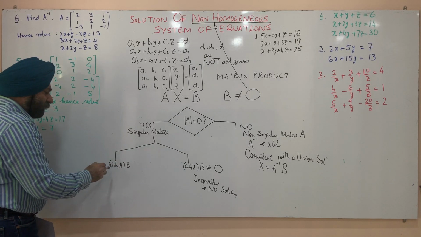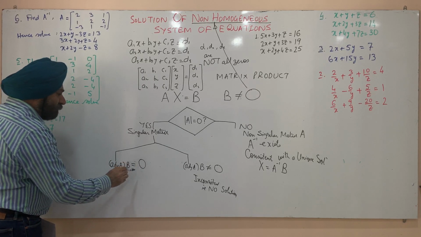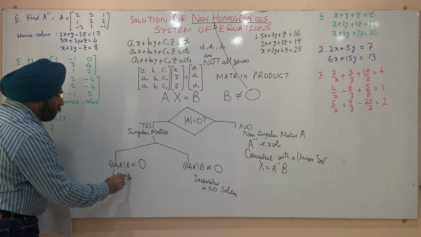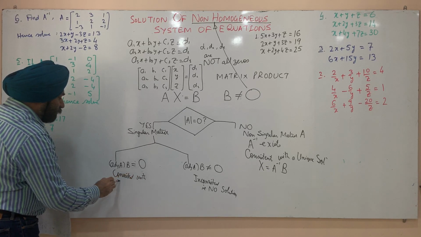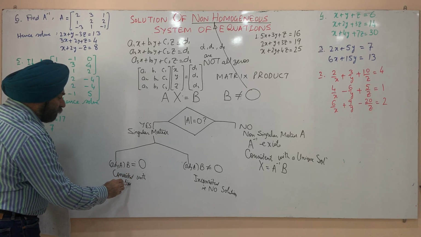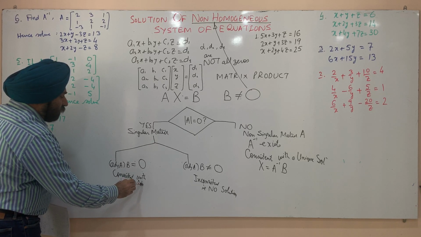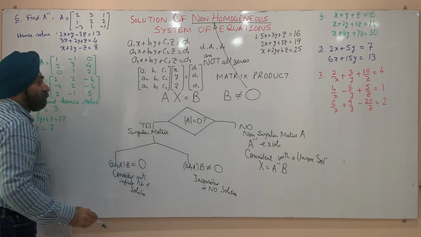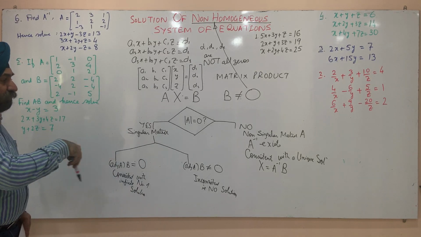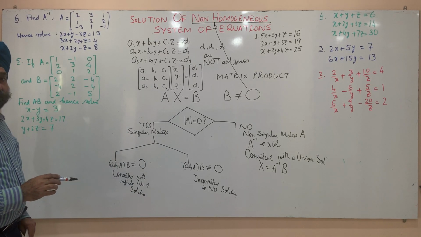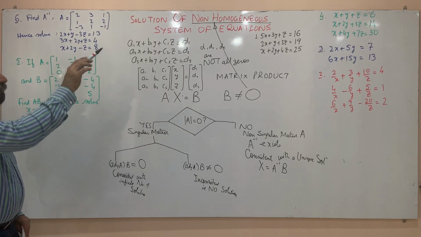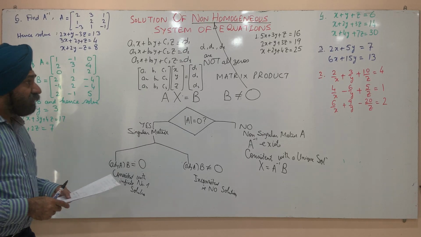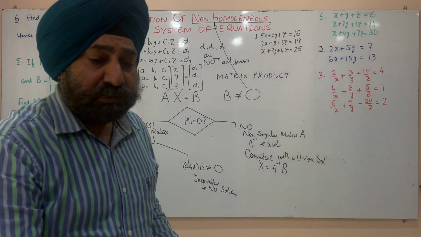But if adjoint of A into B is a null matrix, this system is consistent with, we can say, infinite number of solutions. So you should have this flow chart in your mind before you solve any question on systems of non-homogeneous equations. Let us now try these questions one by one.